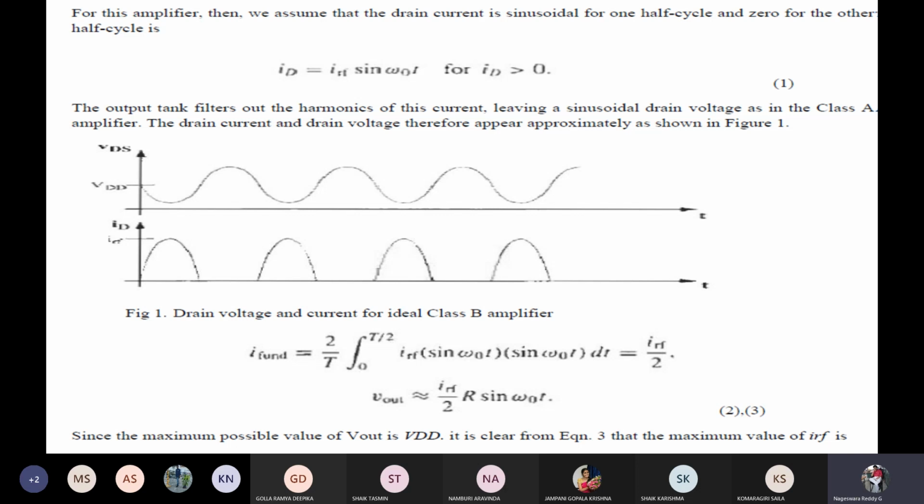You can observe in the graph the drain voltage and current for an ideal class B amplifier. You can observe that only for the half cycle of VDS you can get the output current ID. For this amplifier, we assume that the drain current is sinusoidal for one half cycle and 0 for the other half cycle.